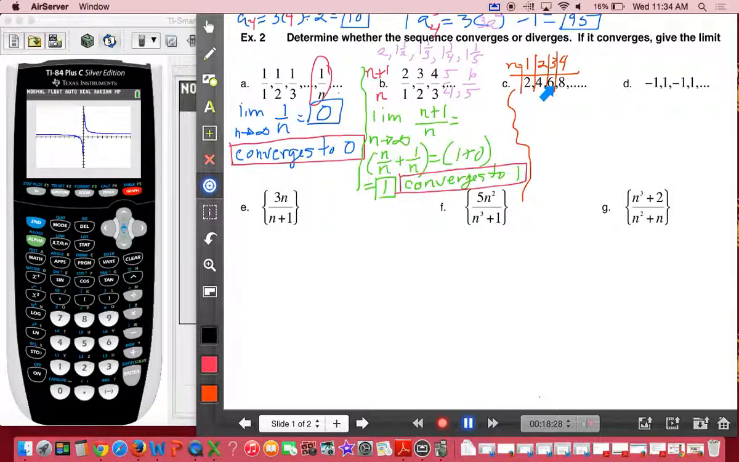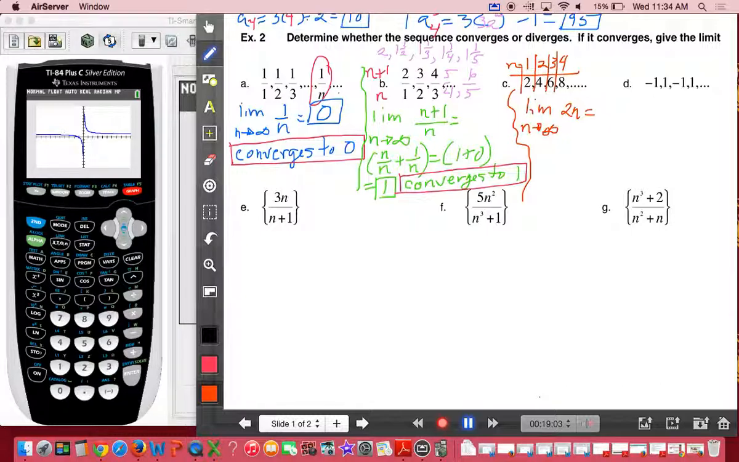So what does the function look like? 2n. So we're going to find the limit as n approaches infinity of 2n. Now think about what the graph of 2n is. y equals 2x. What's the graph of y equals 2x? Is it linear? Is it curved? What is it? y equals 2x. Isn't that y equals mx plus b? The b is 0. Isn't that linear?